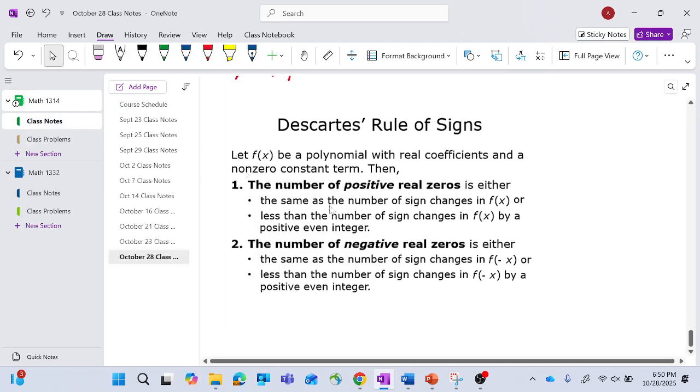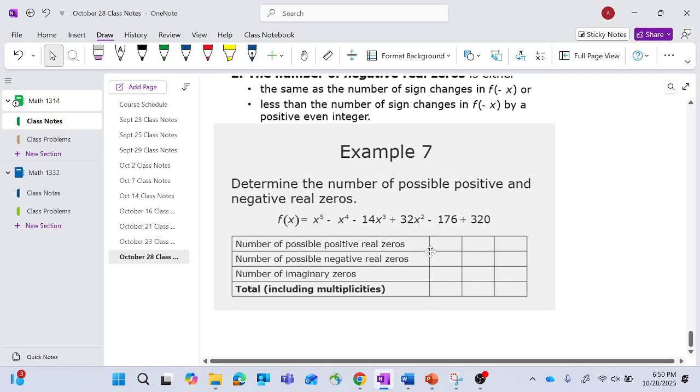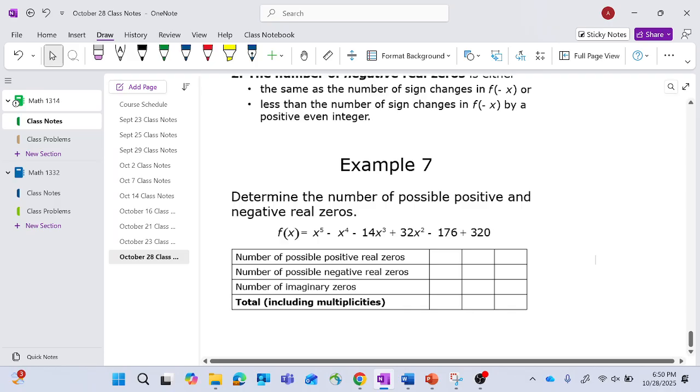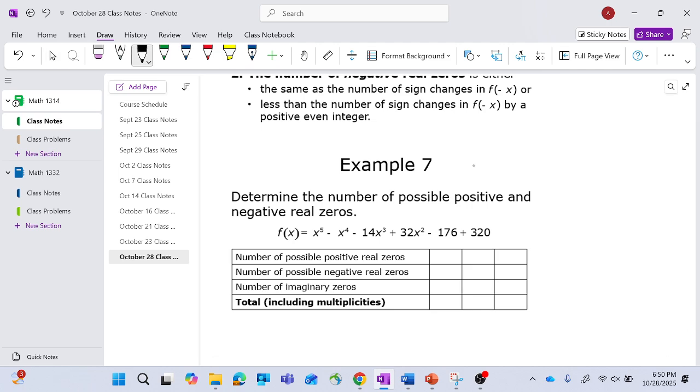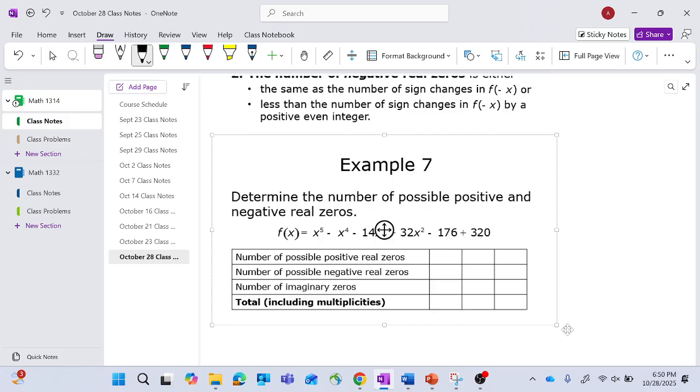So now we're going to go over this example to figure out how many possible positive real zeros we have, negative real zeros, and imaginary zeros. All right. So we have f of x equals x to the fifth minus x to the fourth minus 14x cubed plus 32x squared minus 176x plus 320. It's supposed to be 176x, I believe.